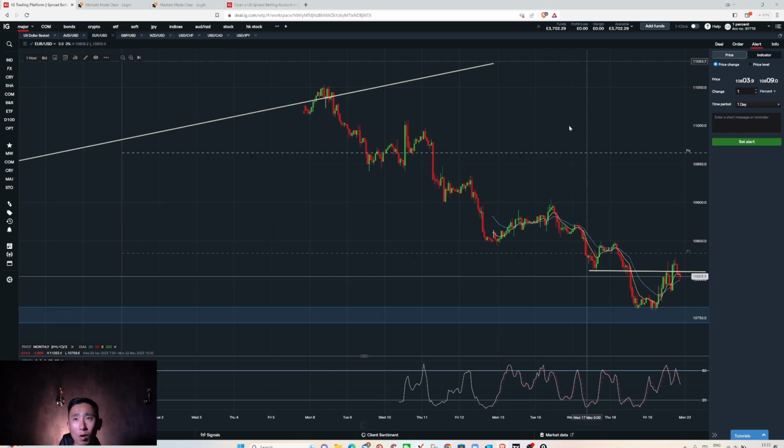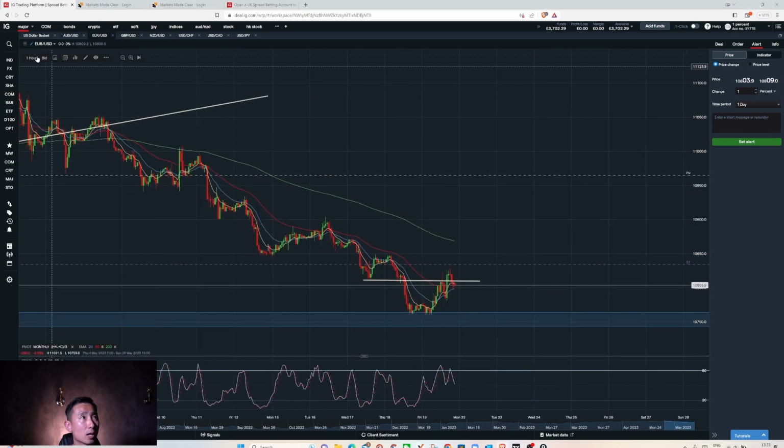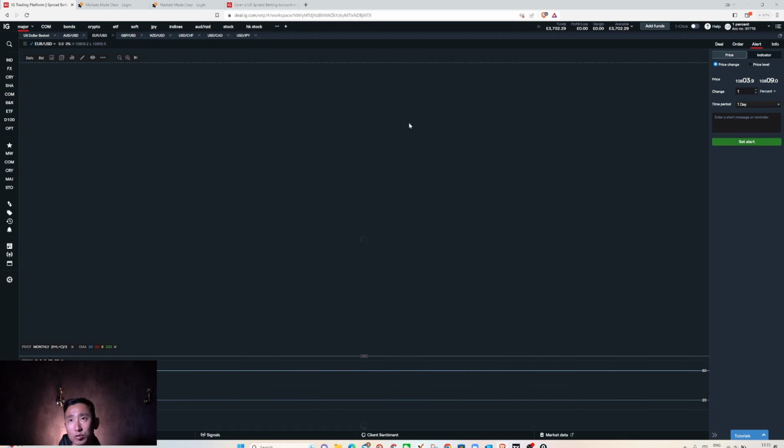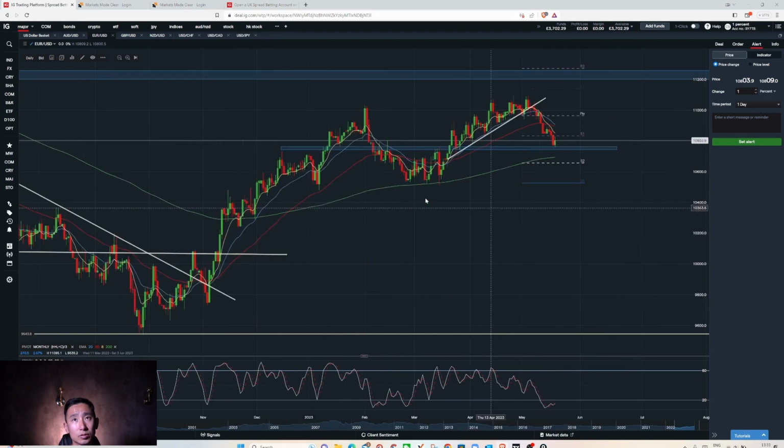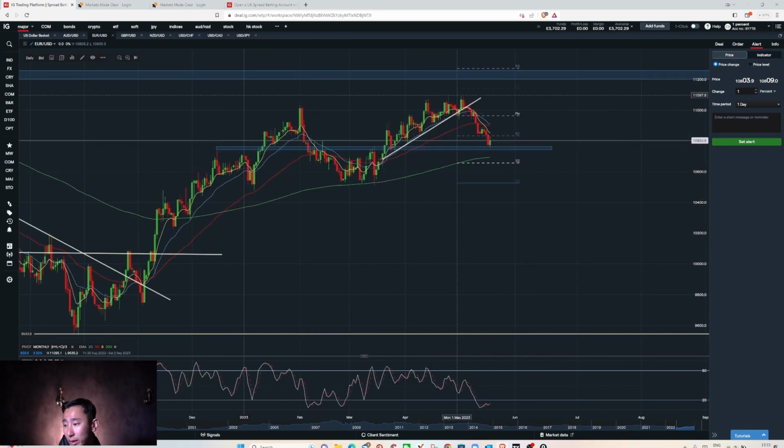Euro dollar is on the list too, very similar. Let me go to the daily. We do have a change of trend on the daily. The trend line is broken, but because the selling has been quite aggressive, we could see a little bounce, maybe back to the 20, 50 EMA area. Not top of my list, I'd rather do pound, but it depends.